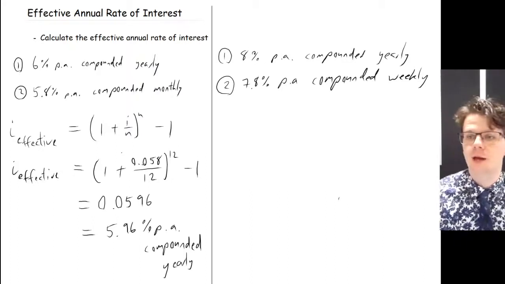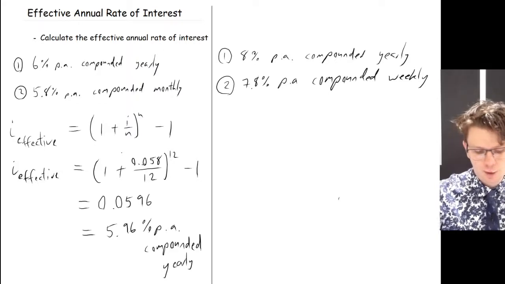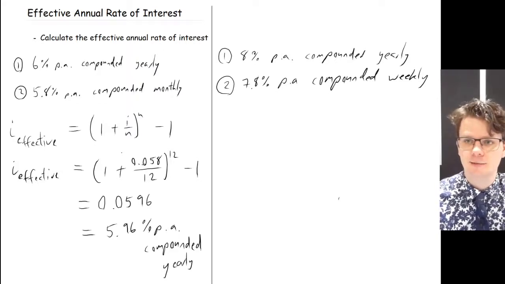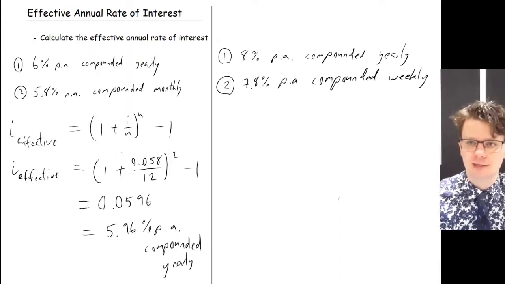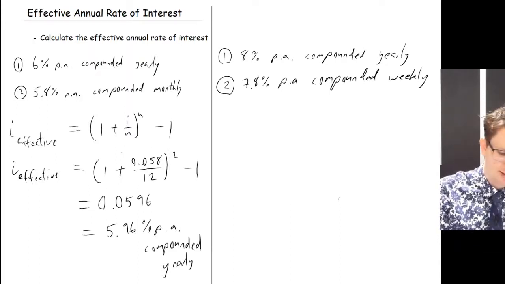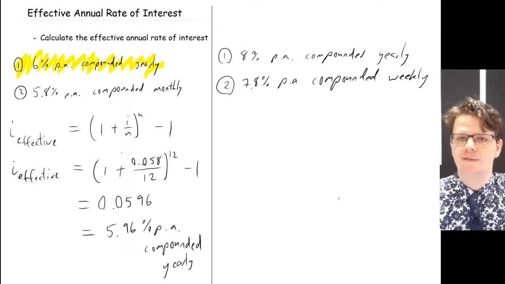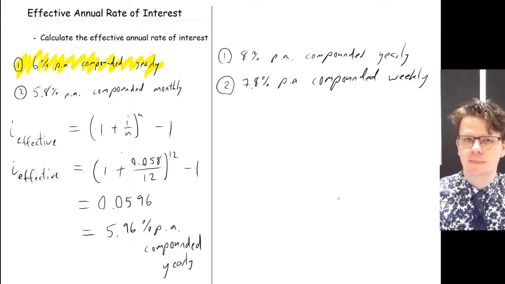Okay? So now we can compare them. 1 was 6% per annum compounded yearly, and 2 is 5.96% per annum compounded yearly. So which one's a better option? Well, in this case, the better option is this one. For 6% is more than 5.96%. Now that's not necessarily going to be the case in the second one.